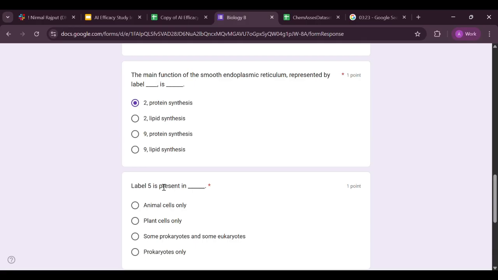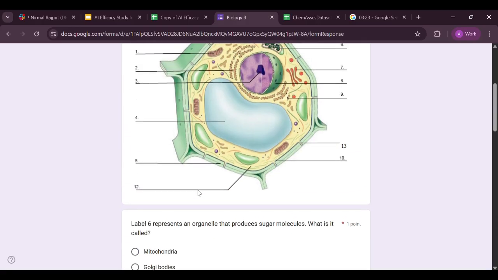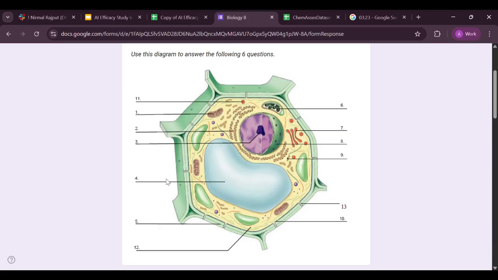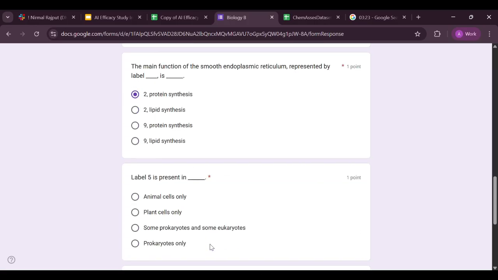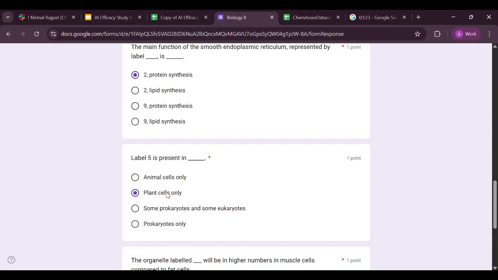Here, label 5 is present in... What is label 5 over here? As you can see, it is a cell membrane itself. So the cell membrane is generally present in a plant cell, I guess, so I will go with plant cell only.